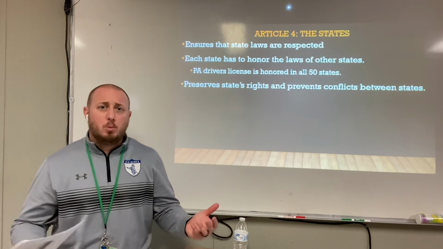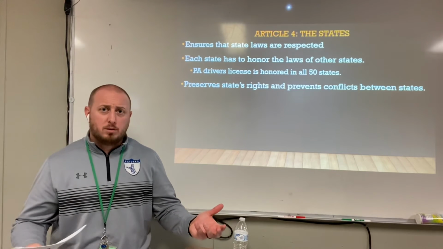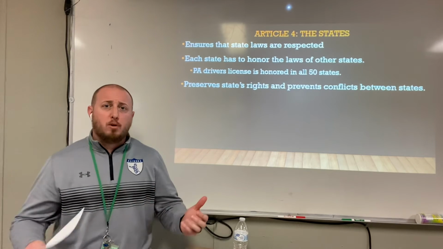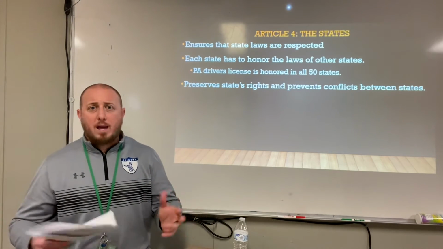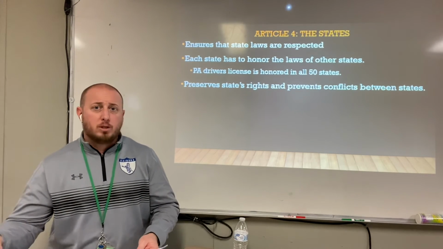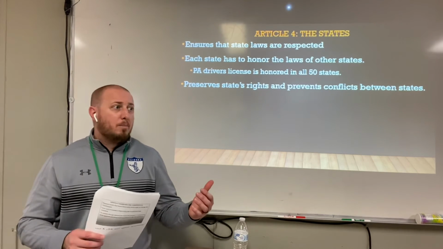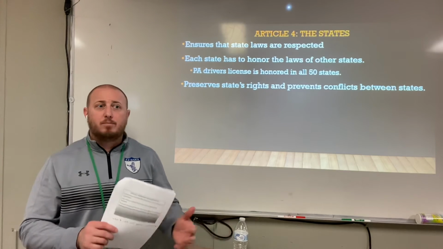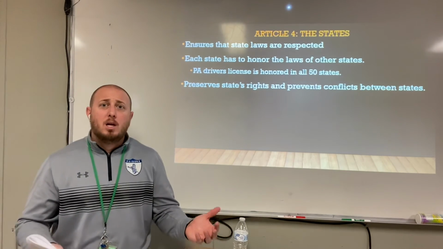As an example, an easy one to understand is driver's license. Okay? Here in Pennsylvania, you can't get your permit until you're 16. You have to have your permit for 6 months. After you've had that and you've met all the criteria, you can go get your driver's license. In Ohio, you can get your driver's license on your 16th birthday. You can actually get your permit when you're 15 and a half and have it for 6 months.